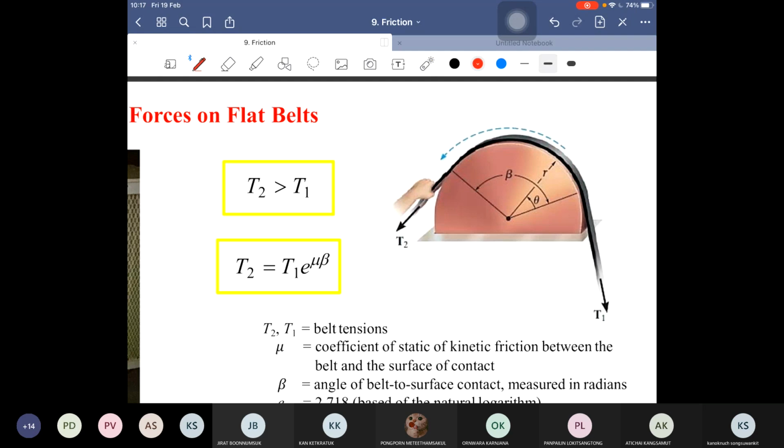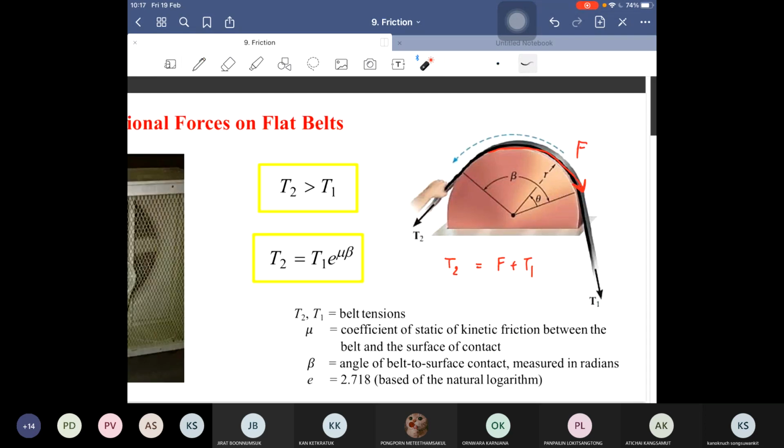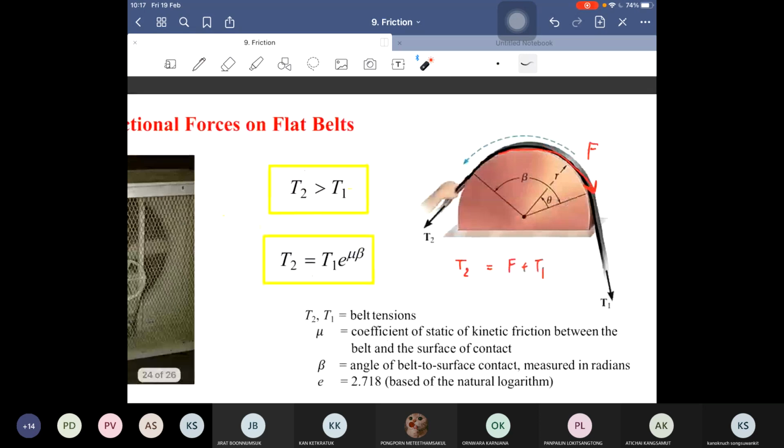T2 tends to move to the left-hand side, so the friction force acts in this direction. So T2 must be at least equal to F plus T1, approximately. For this situation, they already give you the ready-to-use equation: T2 must be equal to T1 e to the power mu beta. If you want to know how this equation becomes like this, you can check the textbook. It takes quite some time, so let me skip the steps.